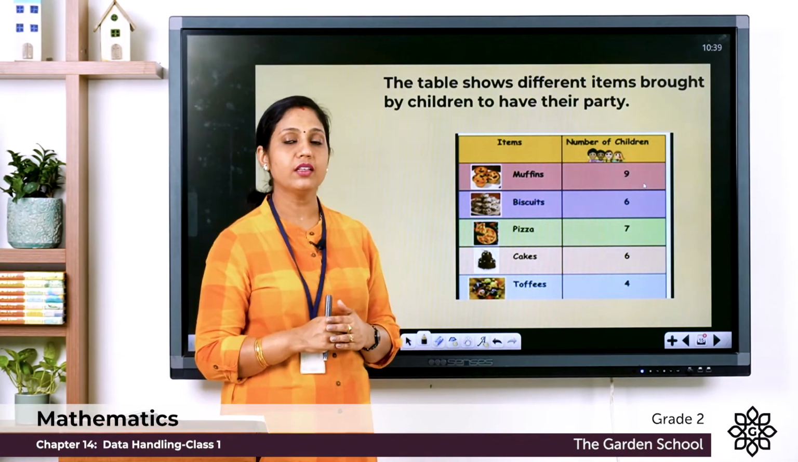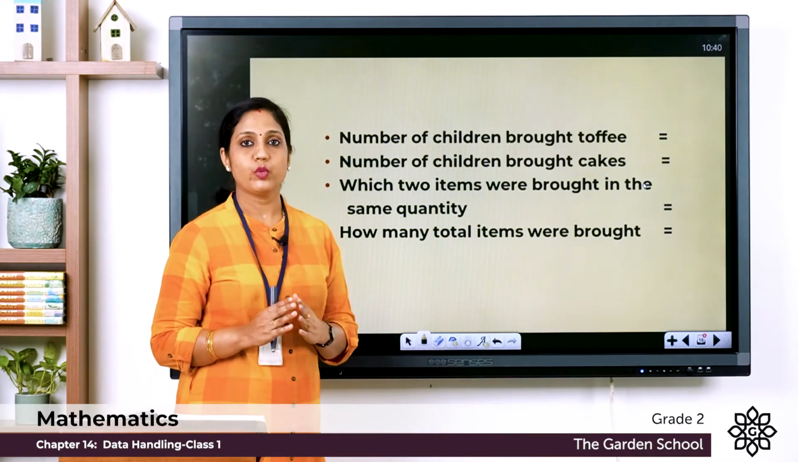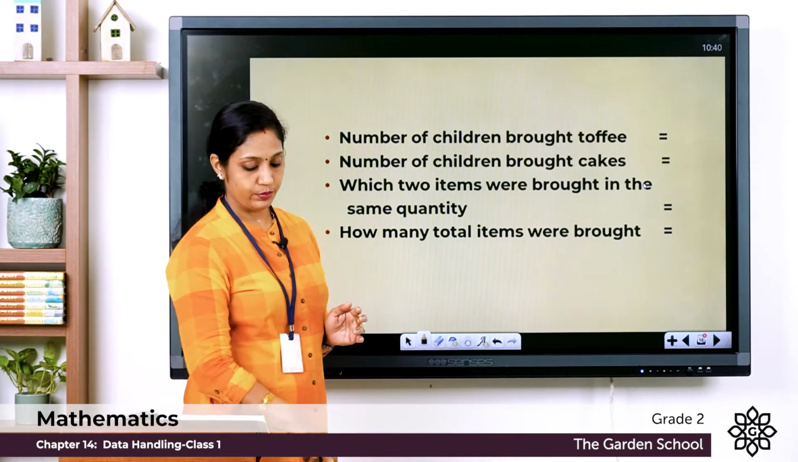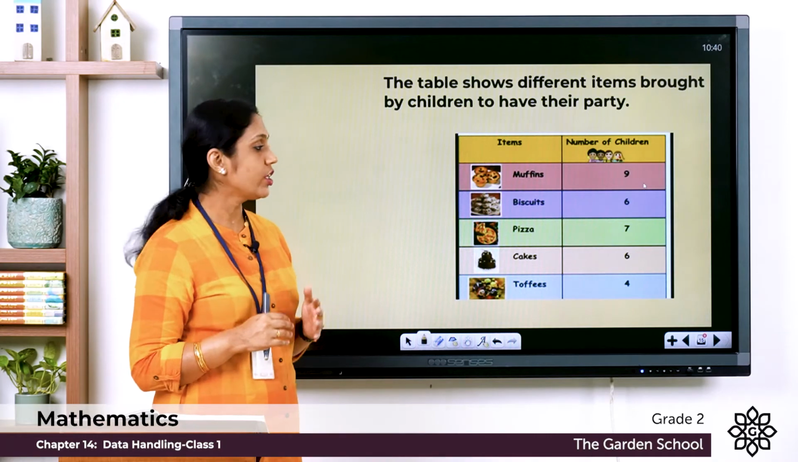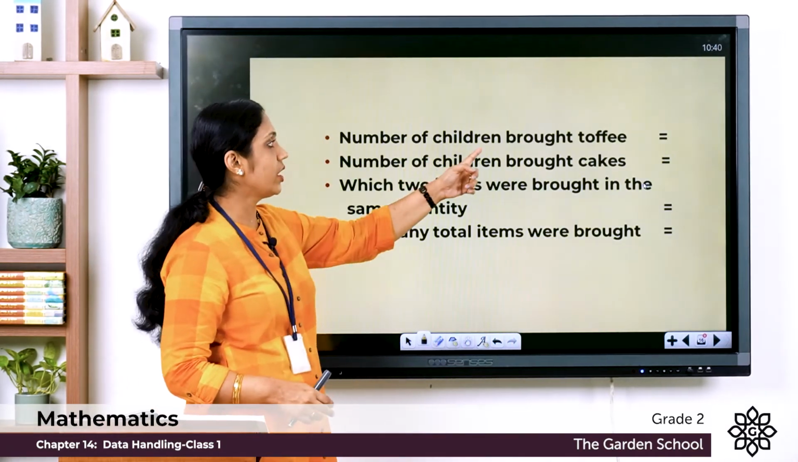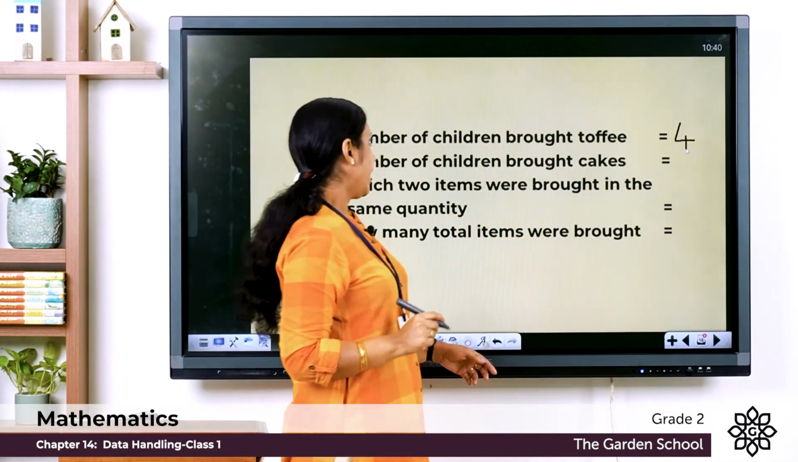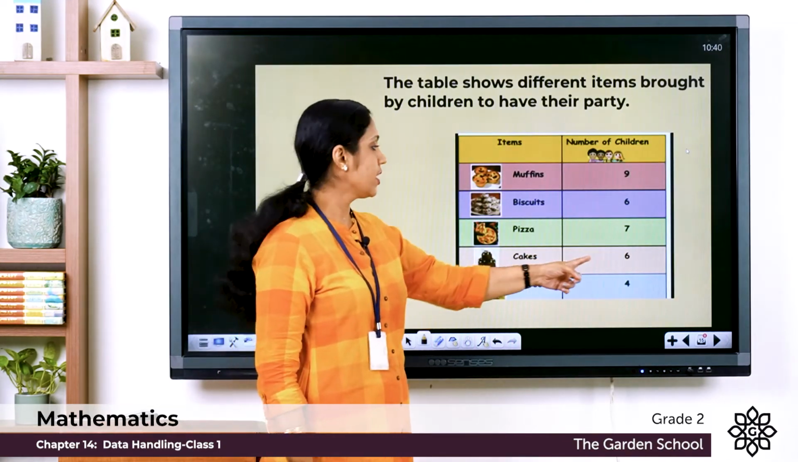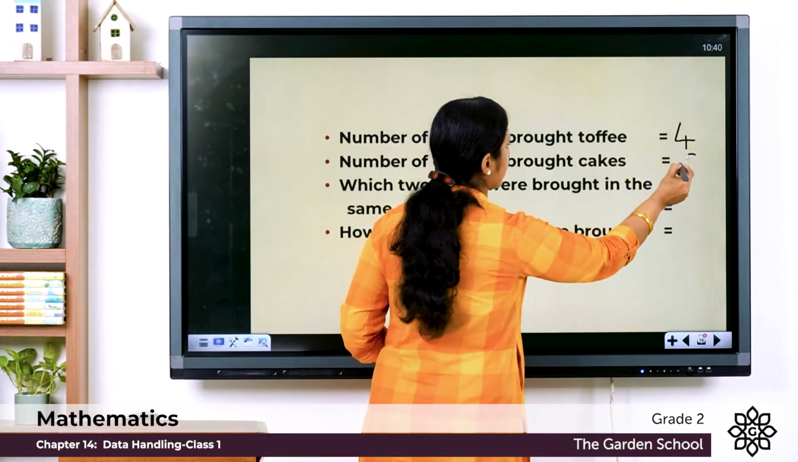Now let's make a detailed report about this. Here you have some questions. Let's see what it is. Number of children brought toffee. So by looking at this table, we can see how many children brought toffee. So 4 children brought toffee. So we can write here number of children brought toffee is equal to 4. Next, number of children brought cakes. So how many children brought cakes? 6 children brought cakes. So you can write here 6.